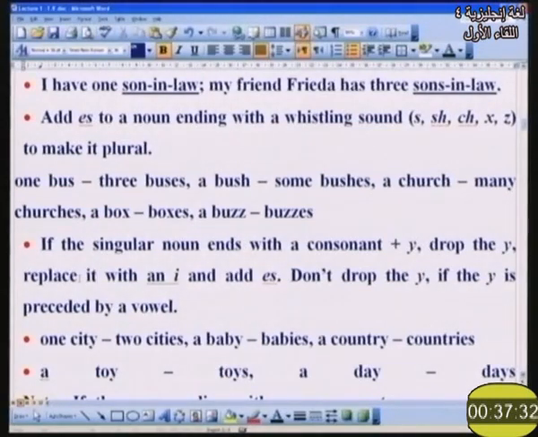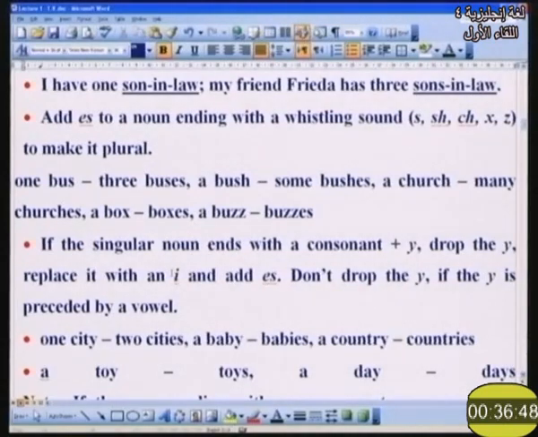So, if a singular noun ends with a consonant plus Y. If it ends, for example, with a BY, like baby, a TY, like city, an RY, like a word like worry, okay? What should I do? Drop the Y. I'll remove the Y completely and replace it with an I, okay? And then we add the ES, like the previous rule, we add an ES.